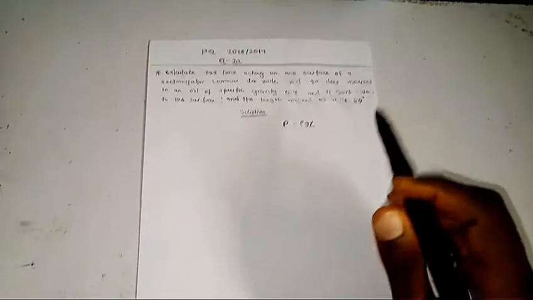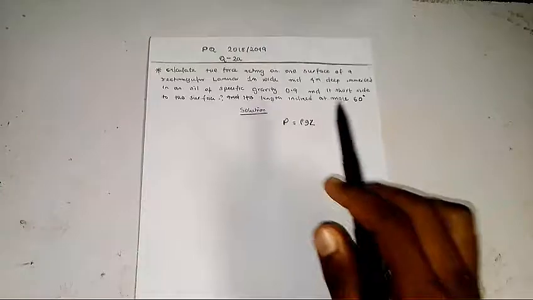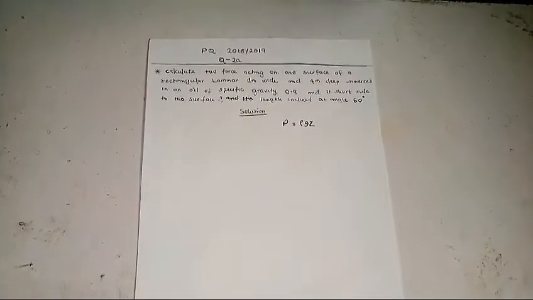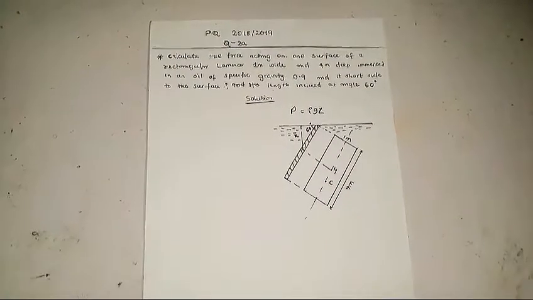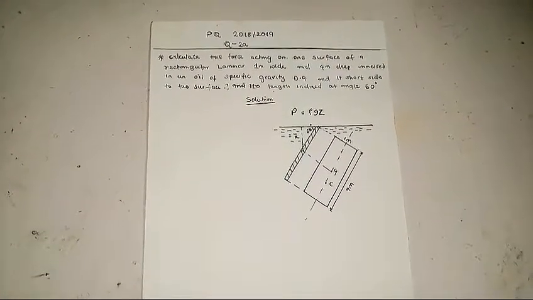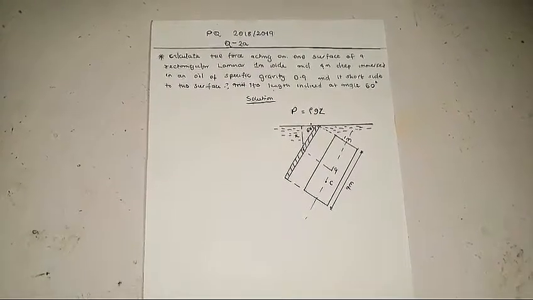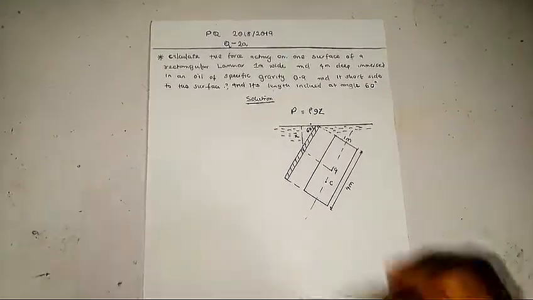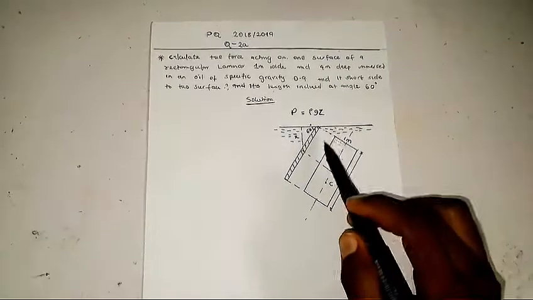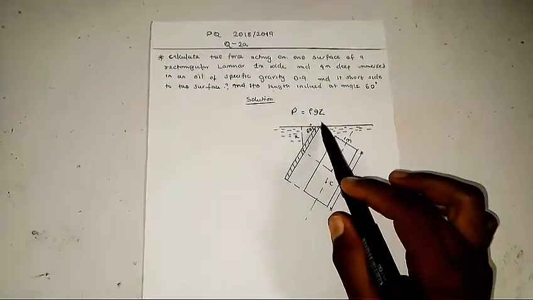They said each shorter side is at the surface and its length is inclined at an angle of 60 degrees. So let's represent this diagrammatically so that we can easily understand it. Looking at the question again, it said each short side is at the surface, meaning that the shorter side of the rectangular lamina is actually touching the surface.